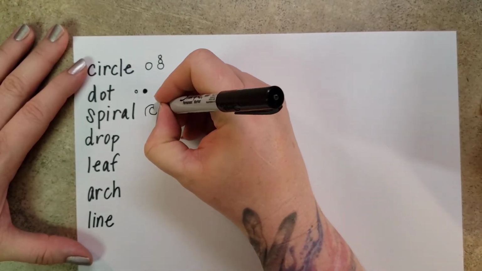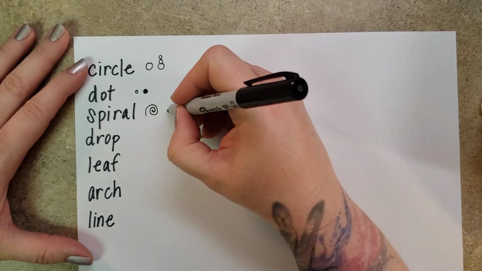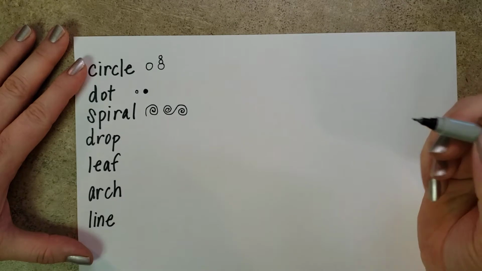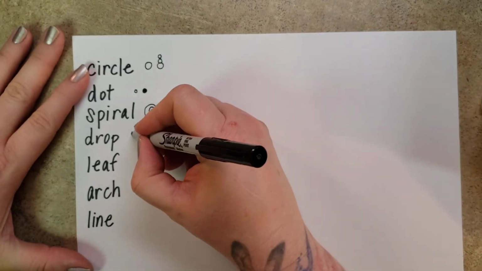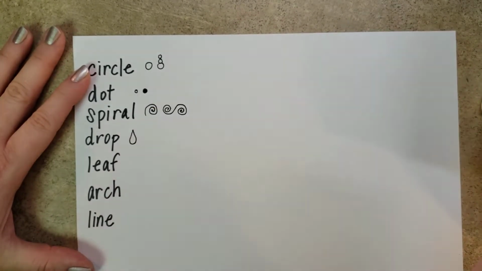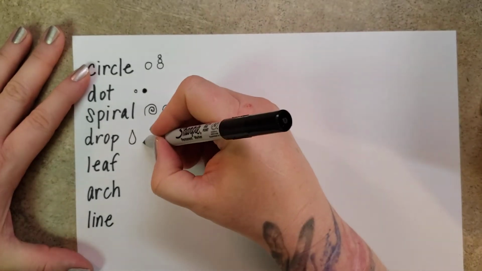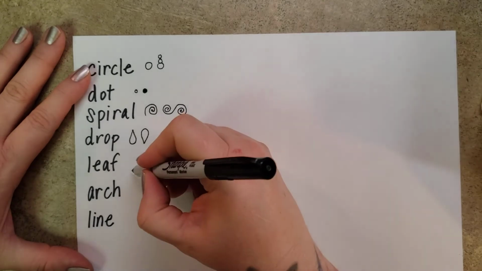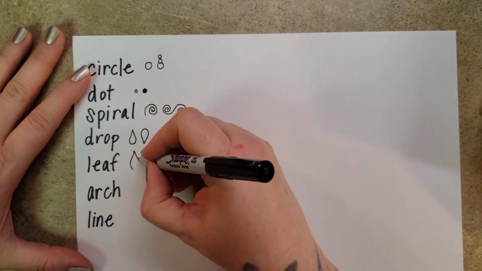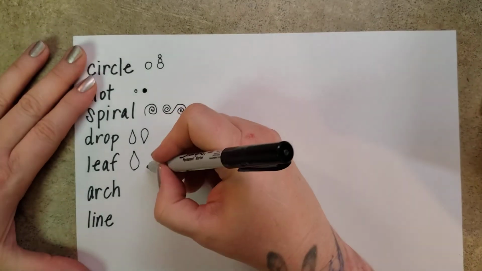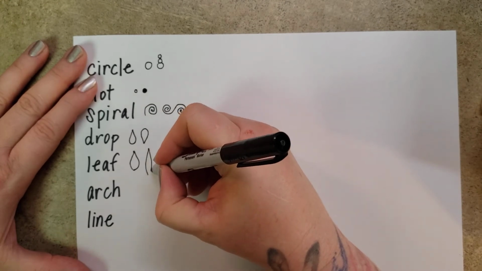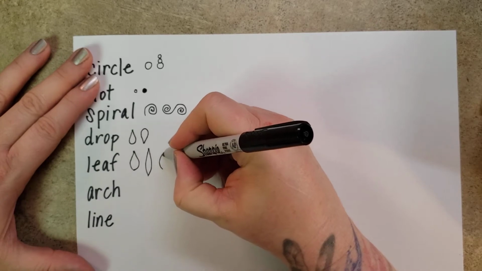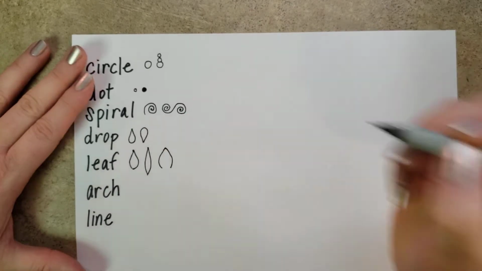spirals could go in different directions. A drop could be like a teardrop, or it could go in the opposite direction and point down. A leaf could be wide. A leaf could be very tall and narrow. You might even call it more of a petal if you soften it.